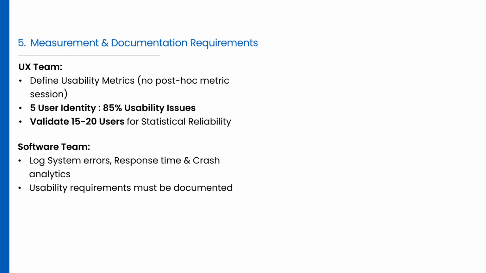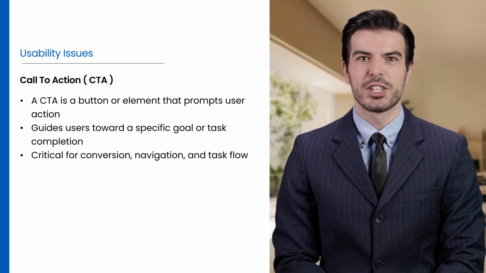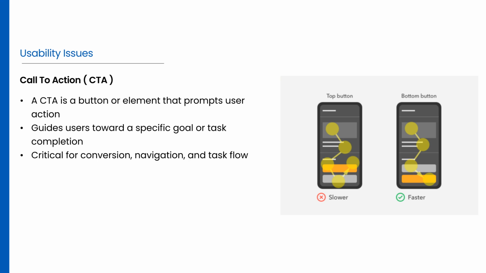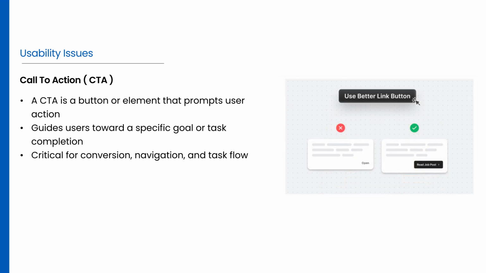A call to action, or CTA, is a UI element that prompts users to take a specific action, such as buy now or submit. It helps guide users through the interface and move them toward completing a task. CTAs are useful because they reduce confusion, provide clear direction, and improve task completion rates. In UX design, they play a key role in driving user engagement and conversions. That's why CTAs are designed to be clear, visible, and action-oriented, ensuring users always know what to do next.